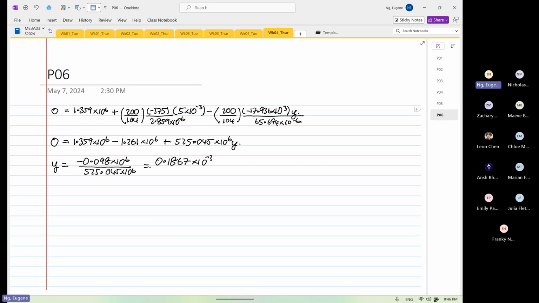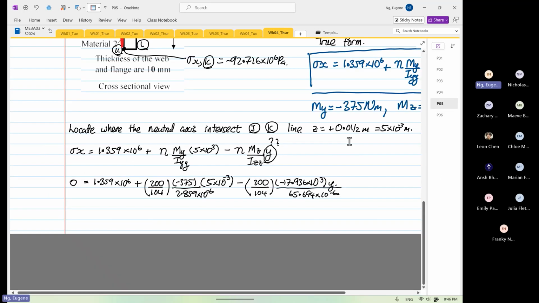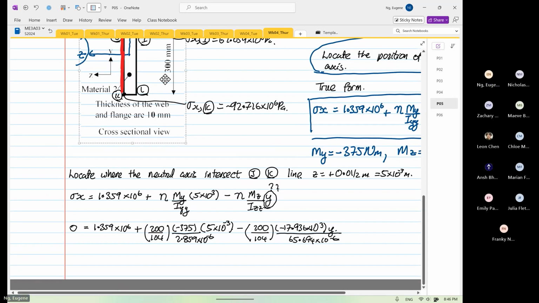Times 10 to the power minus 3 meters, or 186.7 millimeters, minus. Now, if you got minus, it's good news. If you got plus sign, it's bad news, and I'll tell you why.